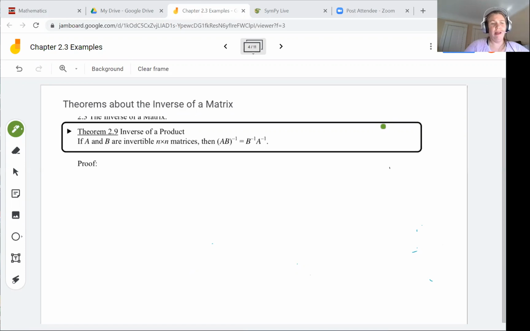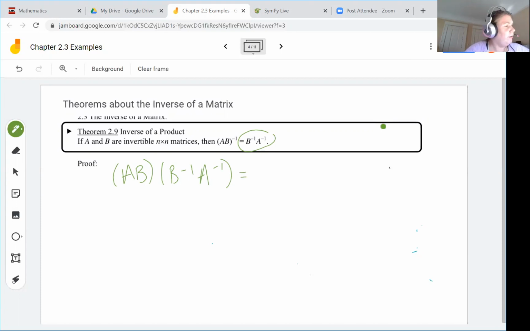Recall an inverse, if you multiply it by the matrix on either side, gives us the identity. So in our proof, we are going to start with matrix AB and multiply it by B inverse A inverse and see how that works out. And then we're going to multiply in the other order and see if we get the identity both directions. Then we can say that this B inverse A inverse is in fact the inverse of the product AB.